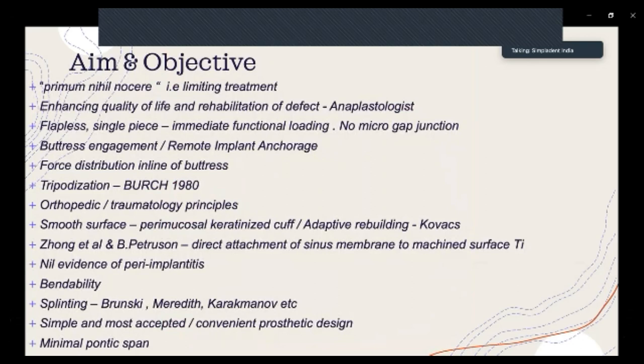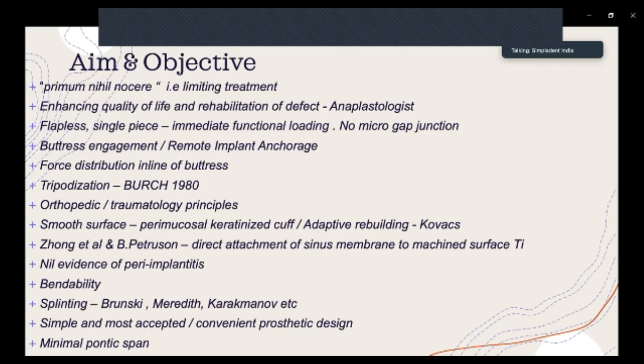Our aim and objective, as you know, is to limit the treatment we do as atraumatic as possible, like flapless techniques. I'm doing always flapless. If you're restoring the anterior defect, or the nasal defect, so you're providing epistheses, you have to act like an anaplastologist, meaning you are providing the extraoral and intraoral prosthesis. We do immediate functional loading implantology whenever possible, and we do a single piece implant because we don't need any micro gap junction.